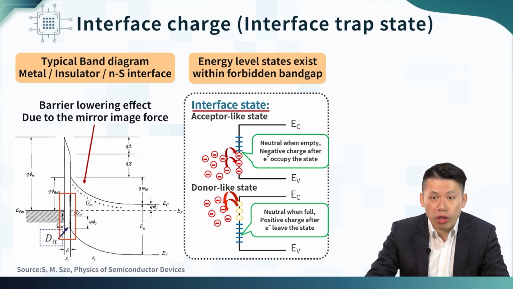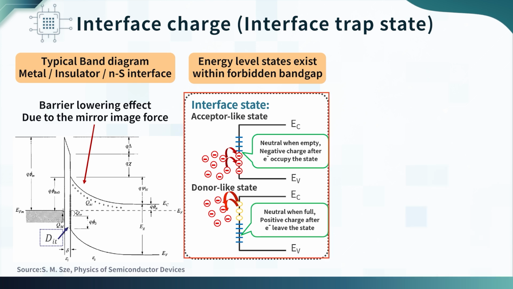And there are 2 types of interface states. One is an acceptor-like state, and the other one is a donor-like state. Acceptor-like state means that the state is neutral when empty, but becomes negatively charged after an electron occupies the state. And the donor-like state means that it is neutral when full, but becomes positively charged after the electron leaves the state.